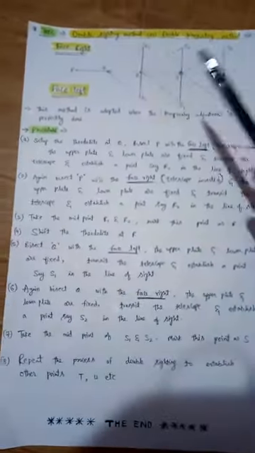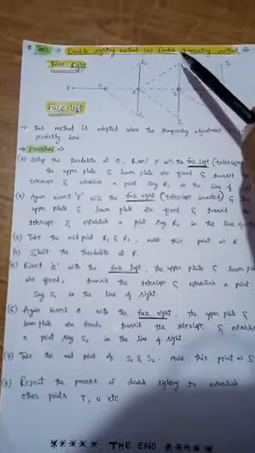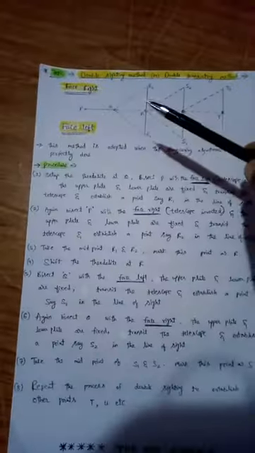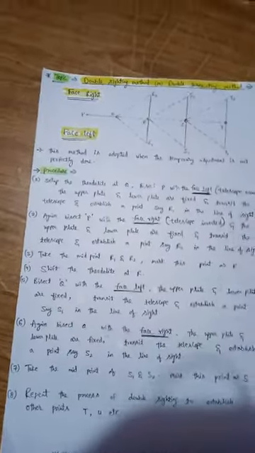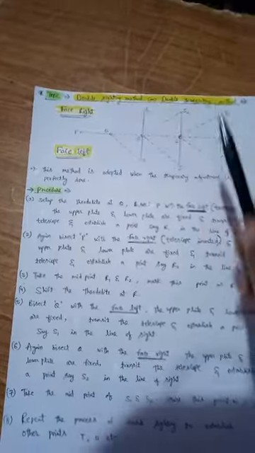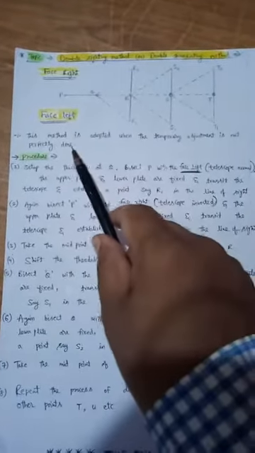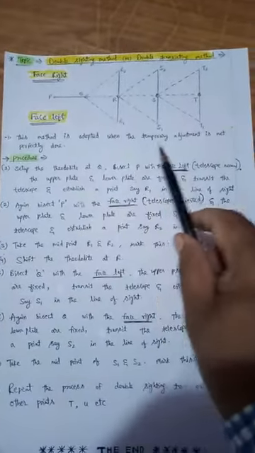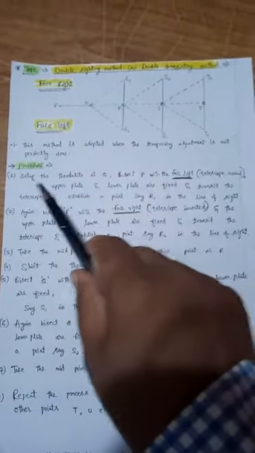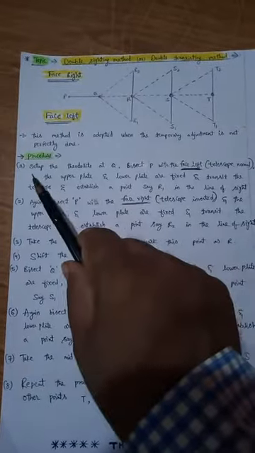So the next topic is the double sighting method or double transiting method. In this method, we are taking face left and face right. This method is adopted when the temporary adjustment is not perfectly done. So the procedure, step number 1.